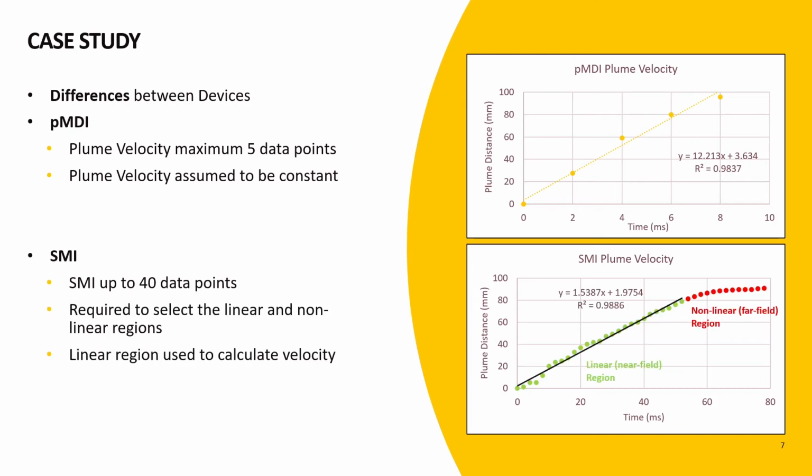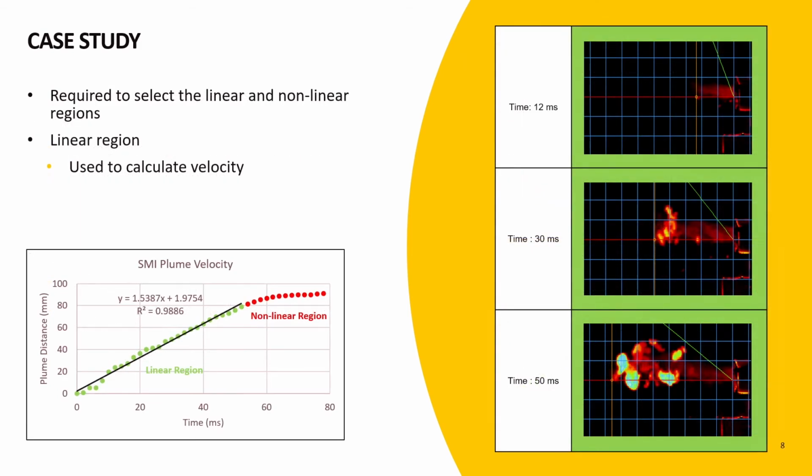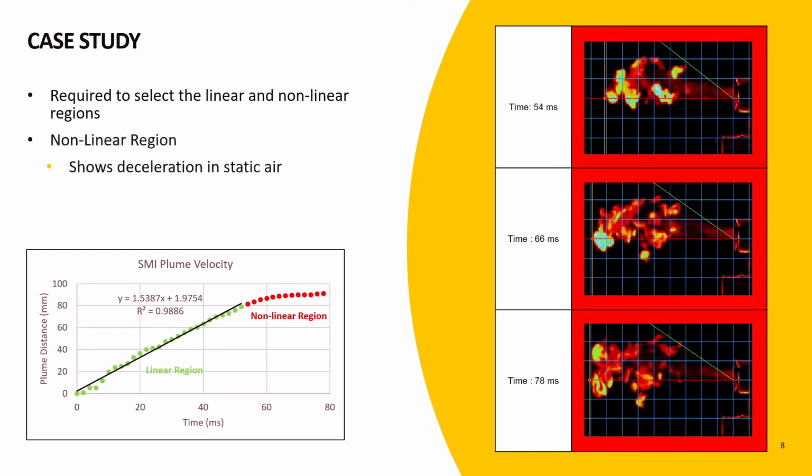The linear region is used to collect the initial plume velocity, as can be seen here. Within the linear region, the plume front can be seen to move across the field of view, and thus the distance the plume front has travelled with relation to time can be plotted, and the initial velocity is calculated via linear regression. The length of the linear region was device dependent and was approximately 30 to 50 milliseconds.